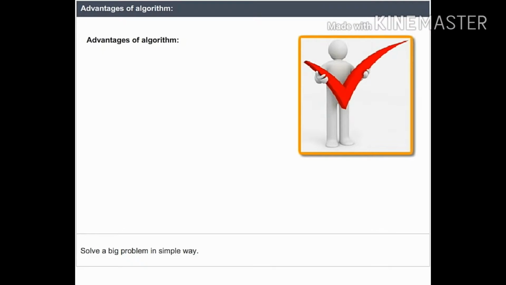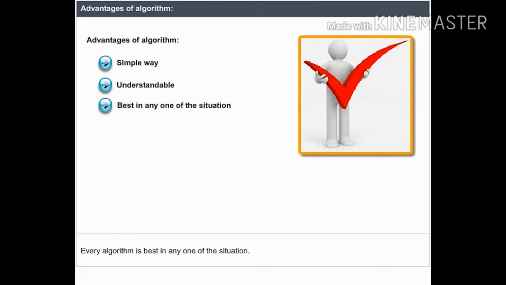Advantages of algorithm. Solve a big problem in a simple way. It is a step-by-step process so that it would be understandable. Every algorithm is best in one of the situations. Modification is simple based on the situation.